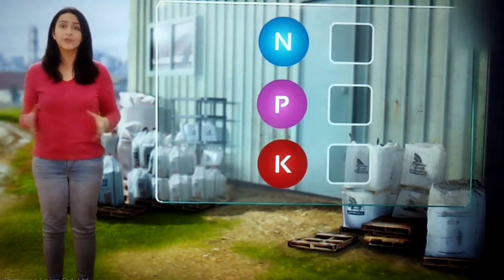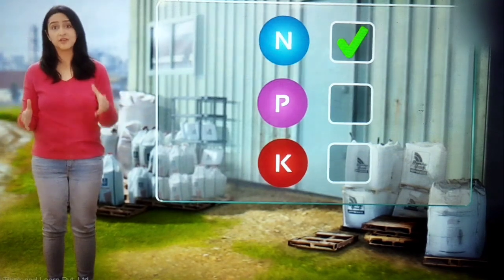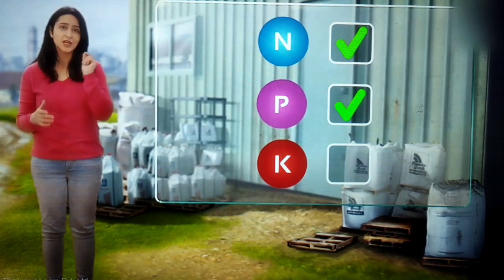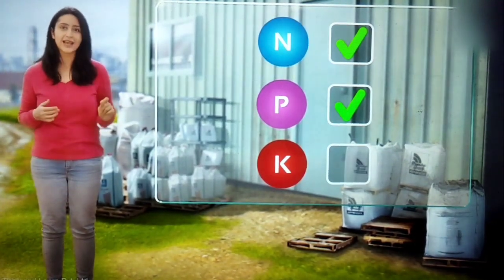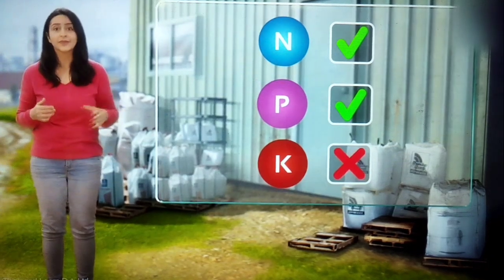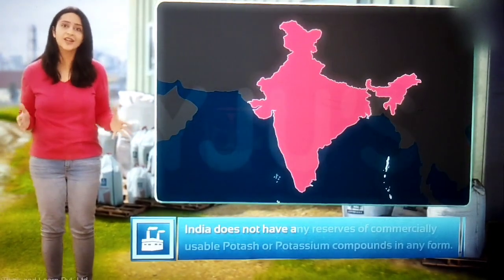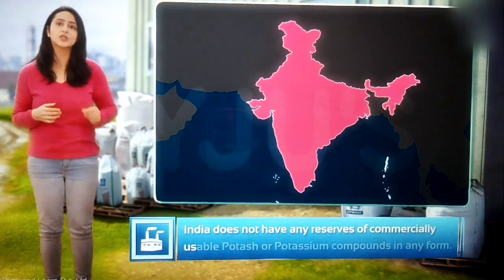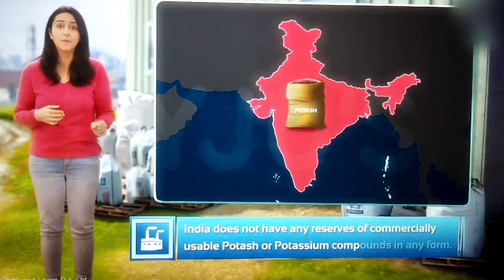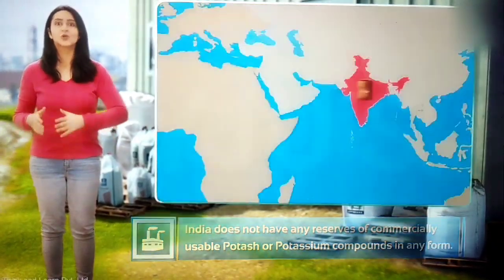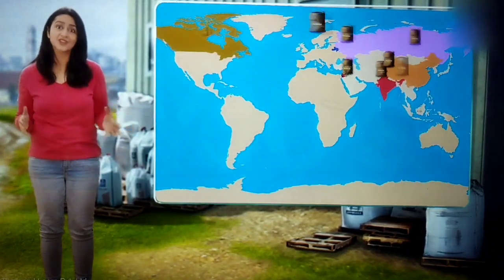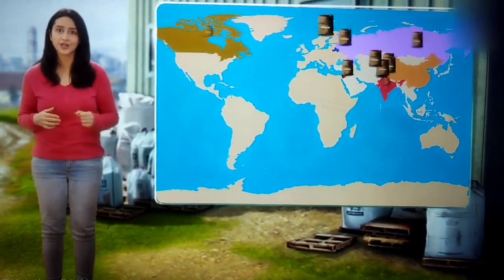Now, although we have a good enough supply of nitrogen and phosphorus for this industry, we aren't as blessed when it comes to potash. The country does not have any reserves of commercially usable potash or potassium compounds in any form. So a large chunk of potash is imported to our country.